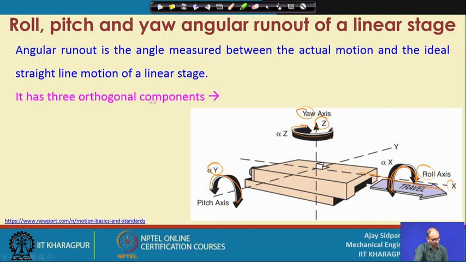So, it has three orthogonal components: one is the pitch, another is the roll, and another one is the yaw. So, not only the translation motion, but you also end up getting an error in the three rotational axes, that is, the pitch, roll, and yaw motion.